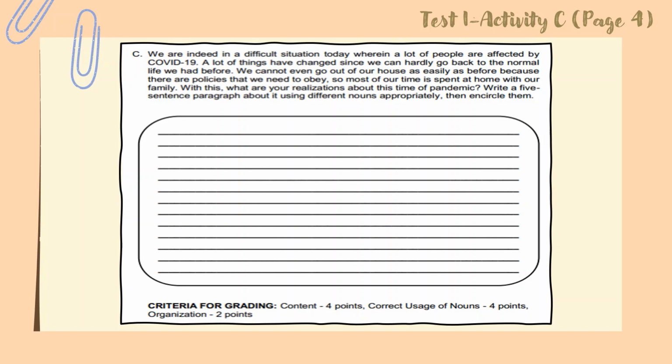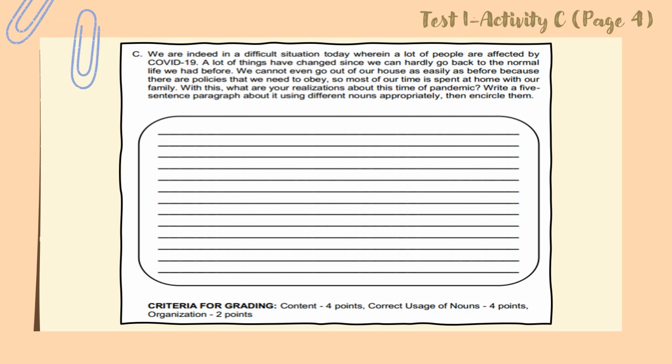Lastly, for test 1 activity C found on page 4, the given situation is: we are indeed in a difficult situation today, wherein a lot of people are affected by COVID-19. A lot of things have changed since we can hardly go back to the normal life we had before. We cannot even go out of our house as easily as before because there are policies that we need to obey. So most of our time is spent at home with our family.